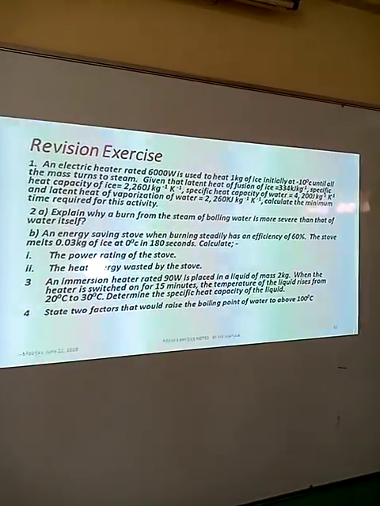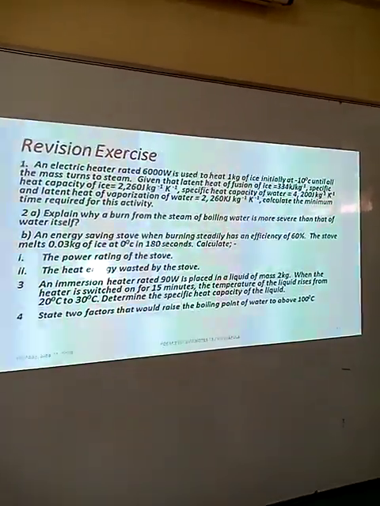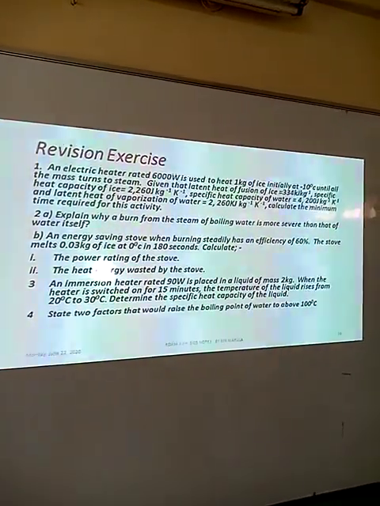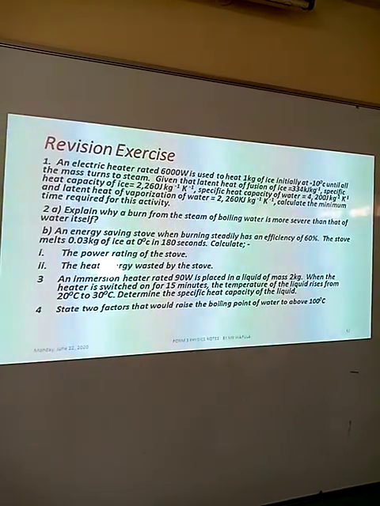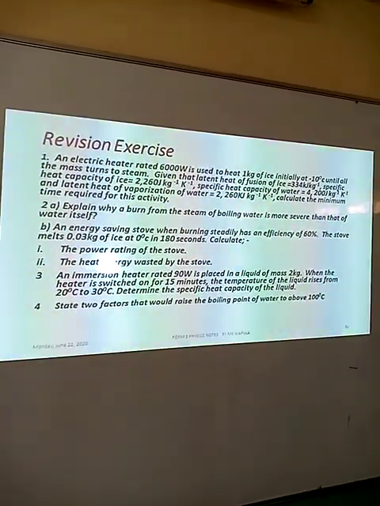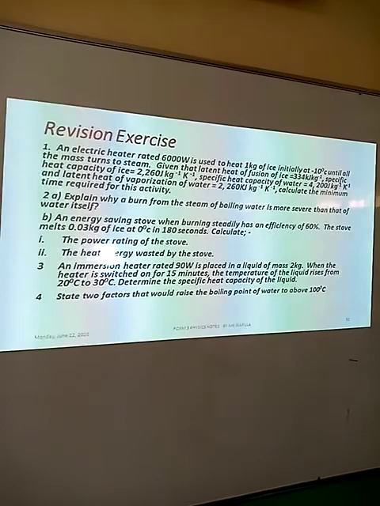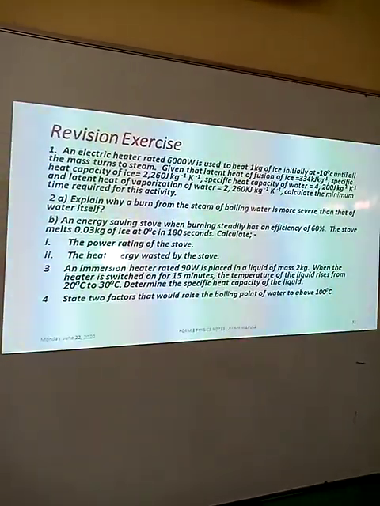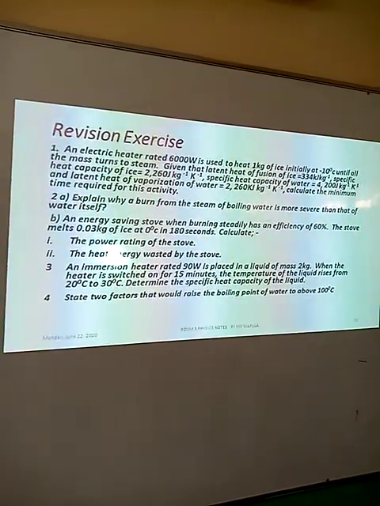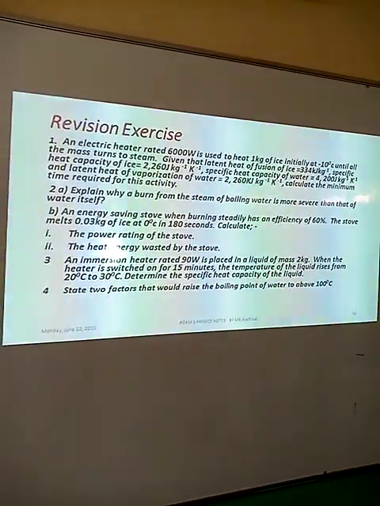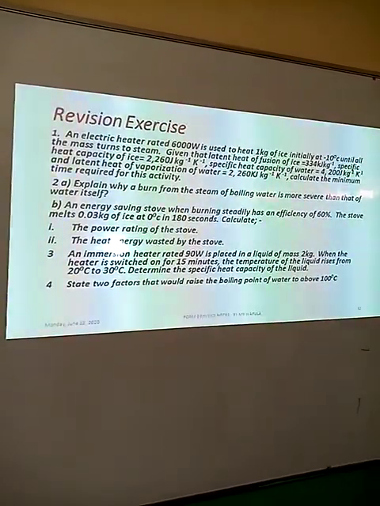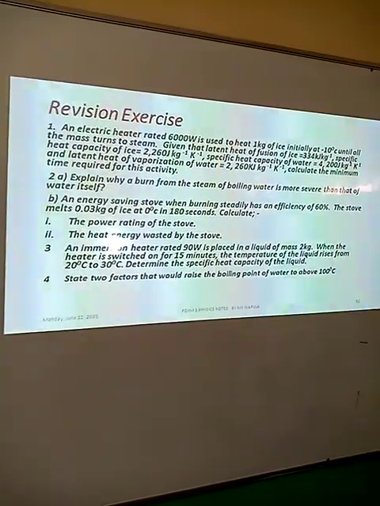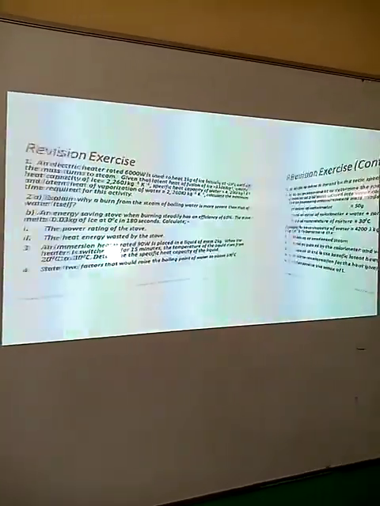Number 3, an immersion heater rated 90 watts is placed in a liquid of mass 2 kg. When the heater is switched on for 15 minutes, the temperature of the liquid rises from 20 to 30. Determine the specific heat capacity of the liquid. So you equate the heat given out by the heater to the heat absorbed by the liquid, substitute, and get the value of C, the specific heat capacity of the liquid. Number 4, factors that will raise the boiling point of a liquid above 100 degrees Celsius. Of the 2 factors that we learned, look at how they can increase the boiling point.